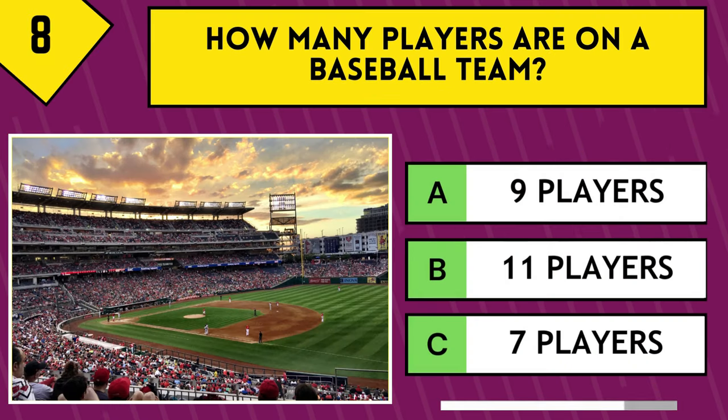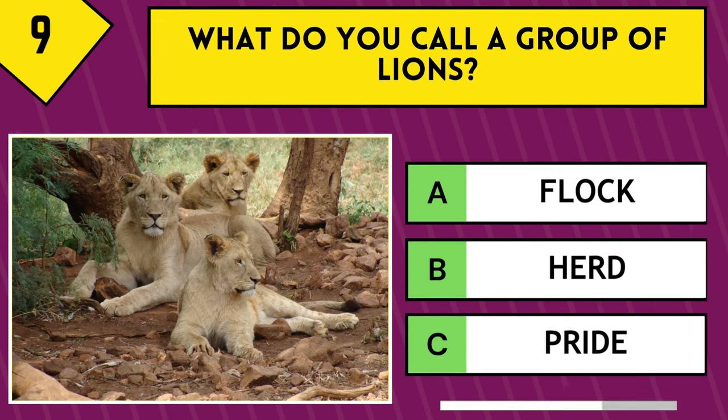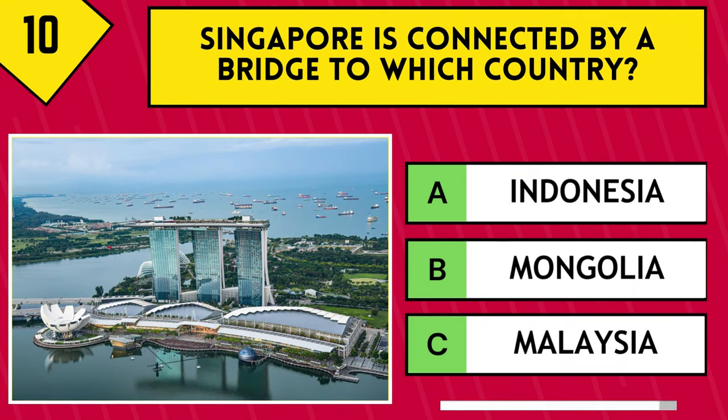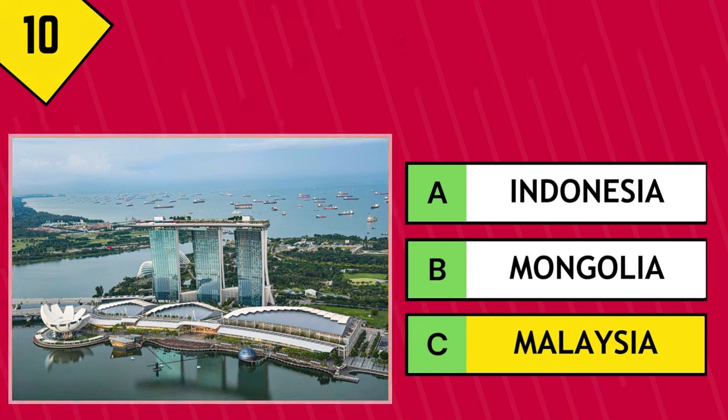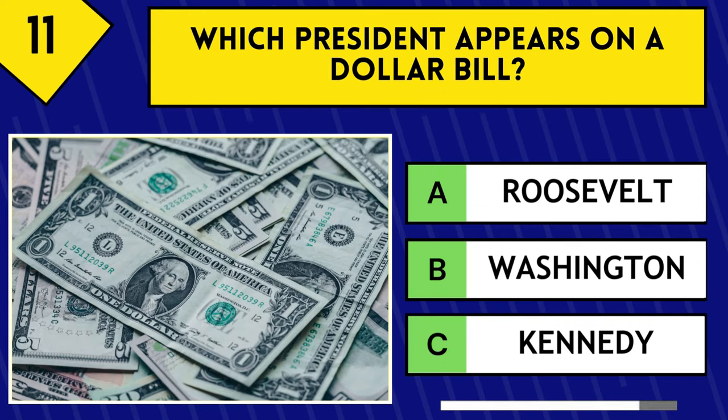How many players are on baseball team? What do you call a group of lions? Which president appears on a dollar bill?